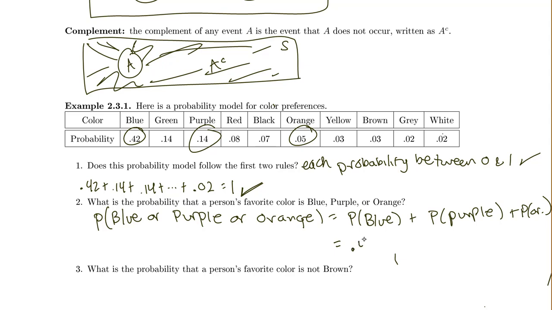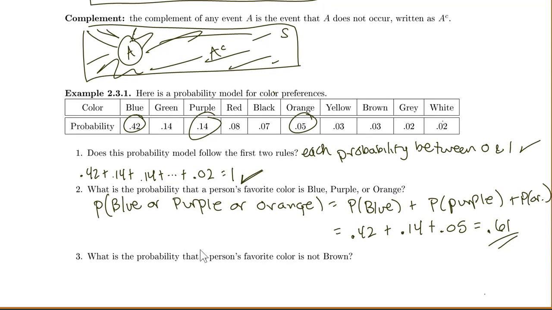So this would be 0.42 plus 0.14 plus 0.05, which gives me 0.61. So that's the probability that it's blue or purple or orange. Now, what is the probability that a person's favorite color is not brown?